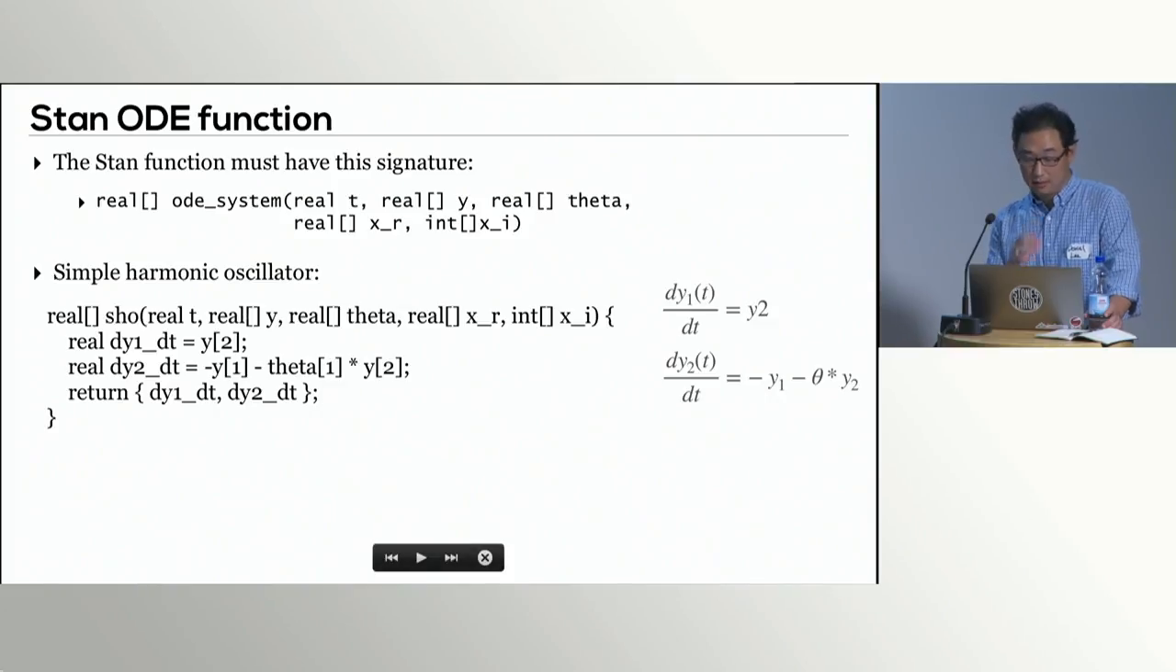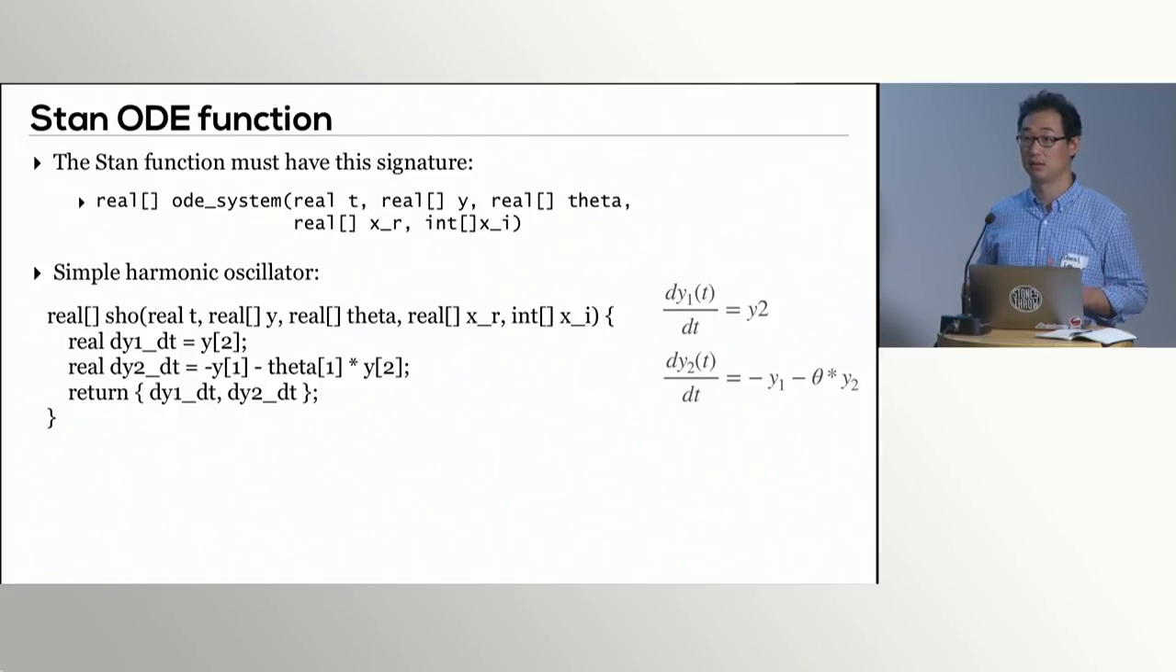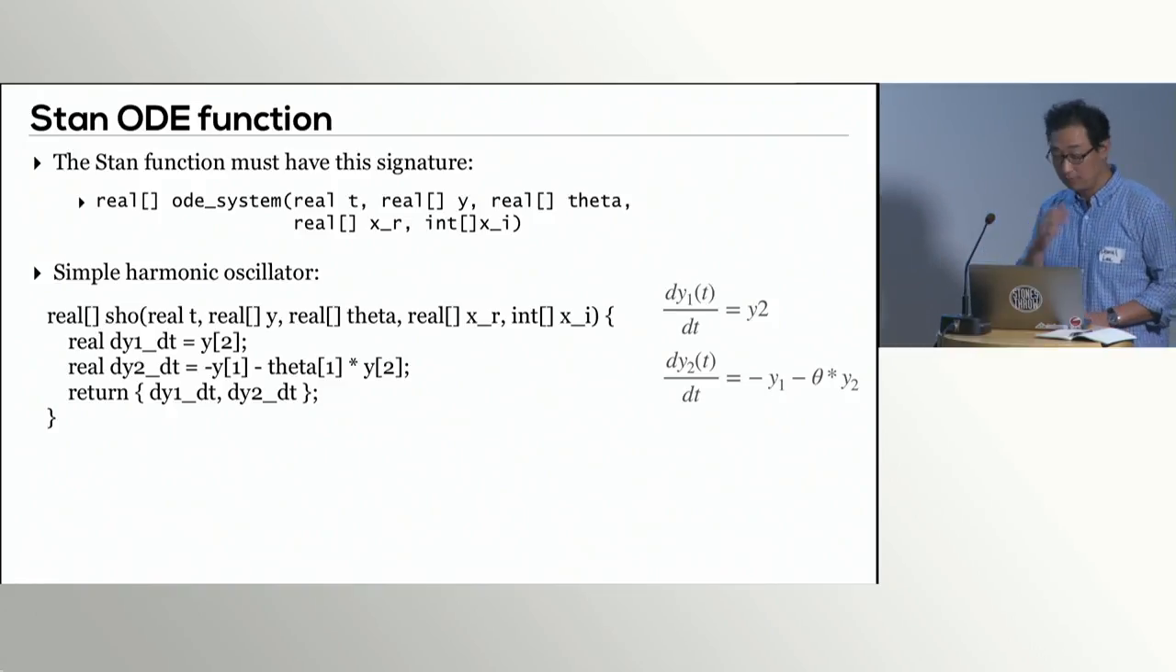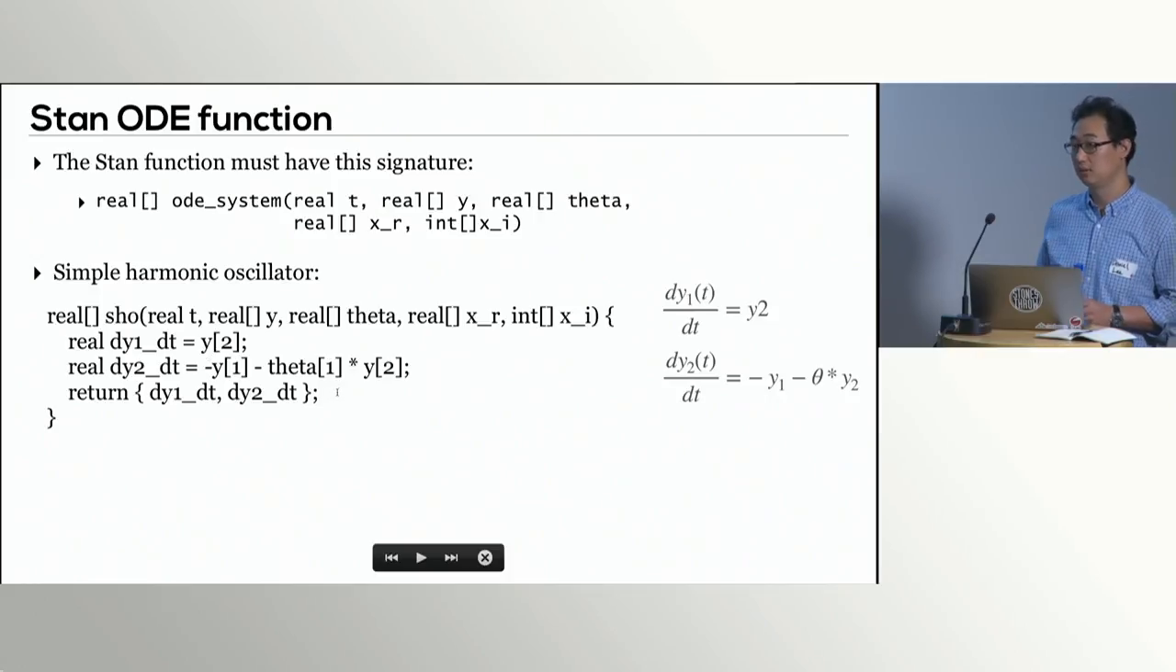For this example, which is just what I outlined before, this is how I would write it. Here's a real array, a simple harmonic oscillator; the function name is sho. There's t, the time, y, theta, xr, xi. That always has to be there. dy1 dt is just y2. dy2 dt is minus y1 minus theta of the first, since this is an array, I'm pulling out the first value, times y2. And I'm returning the value of the derivatives of the two states at that time. You can have as many states as you want; you just need to return the derivatives of the states at that time. This example doesn't have any expression that involves t, but it can.